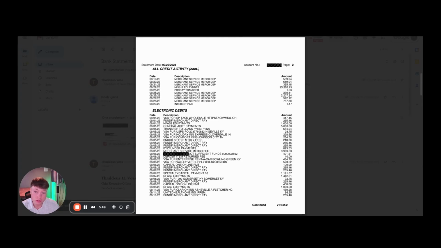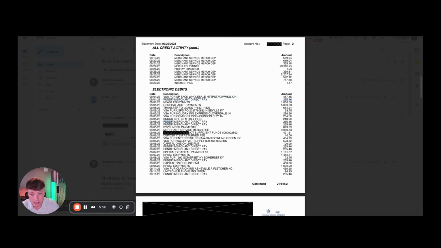So the first one we're going to notice is going to be FundFi, Merchant Direct Pay. There's going to be a recurring payment of $265.46. As you go through the bank statements, you'll notice there are multiple of these. And you see on this one, which is 9/5, 2 payments were made.